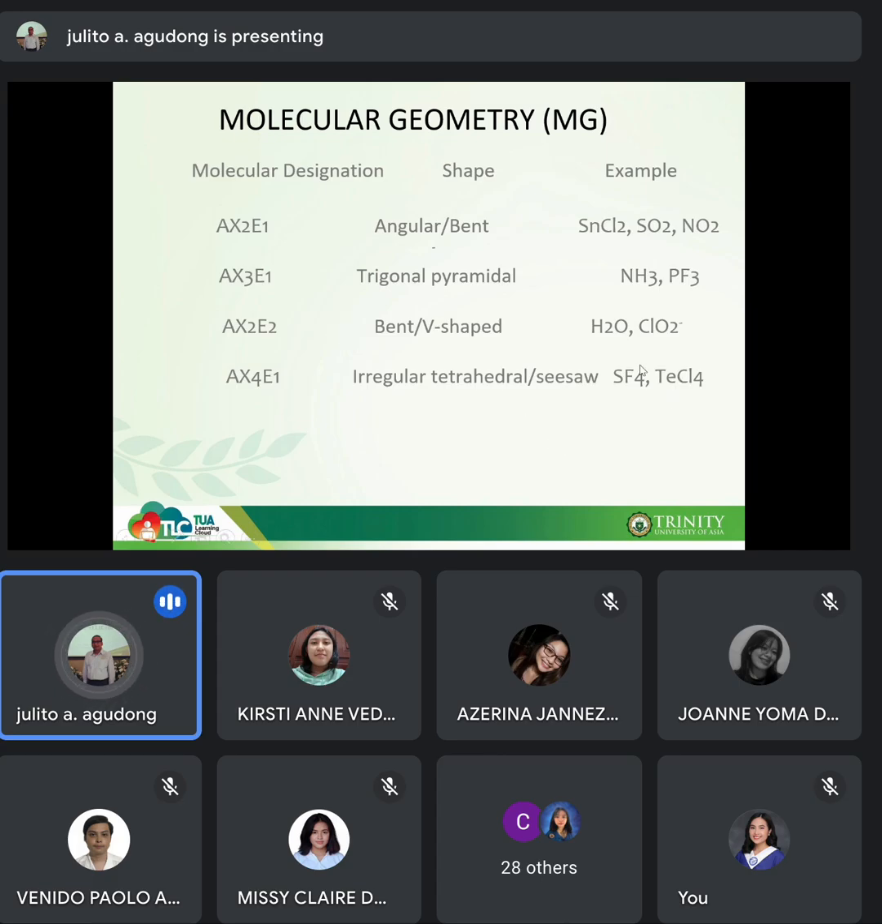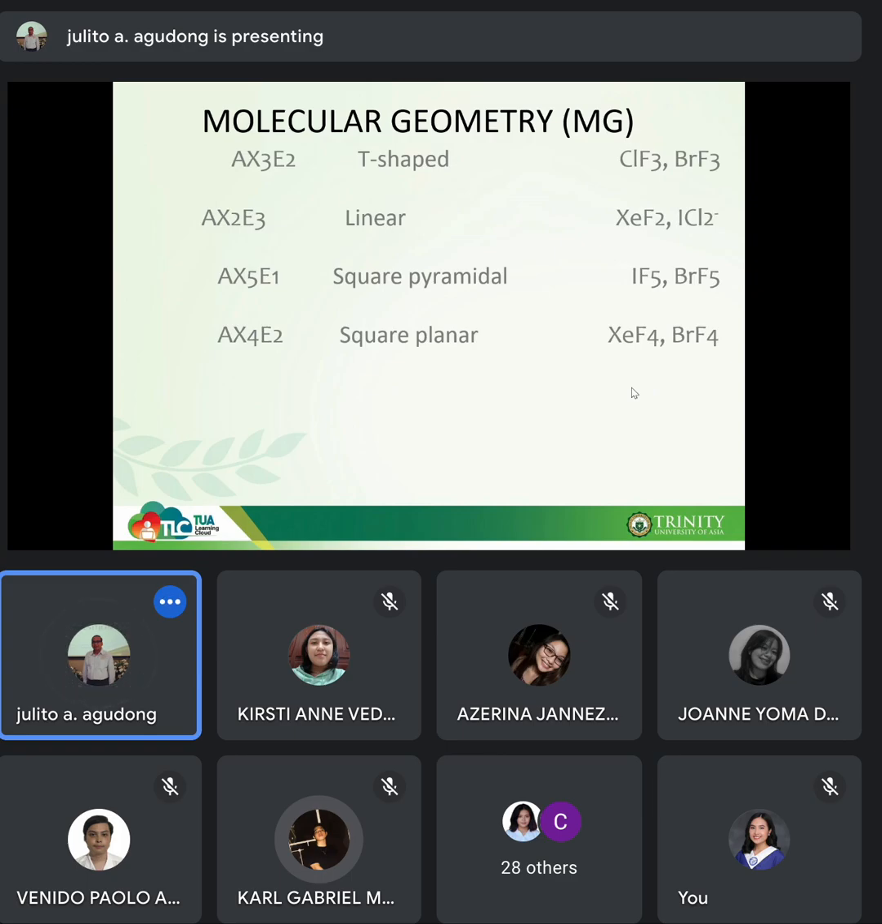The molecules that exhibit such molecular geometry class are your sulfur tetrafluoride and tellurium tetrafluoride. Okay? These are the molecules that exhibit your irregular tetrahedral or seesaw molecular geometry. Any question, class? None po, sir. Very good. The other molecular geometries.